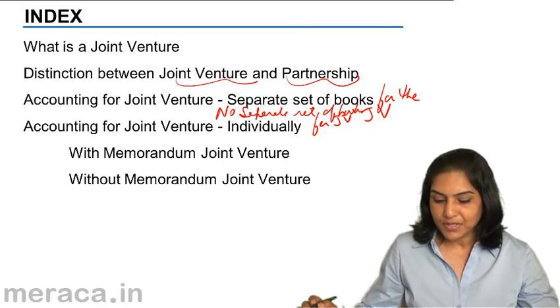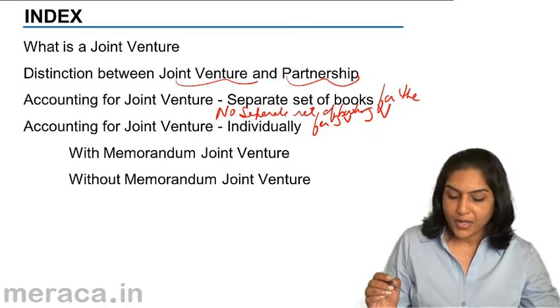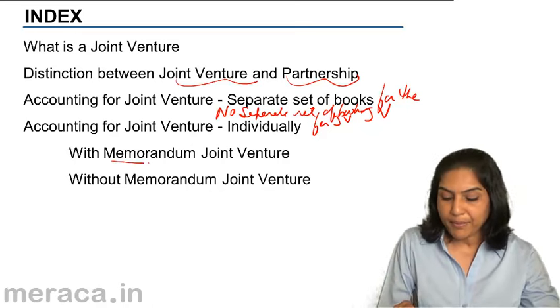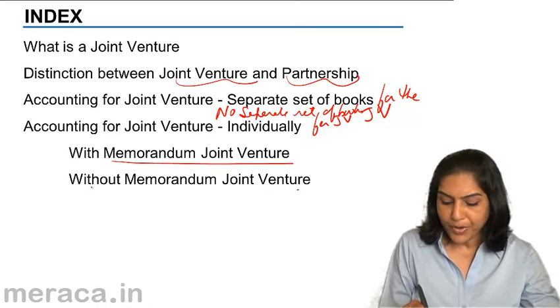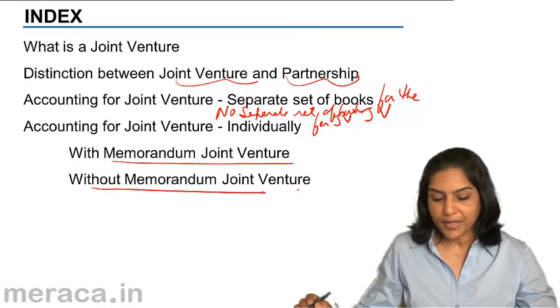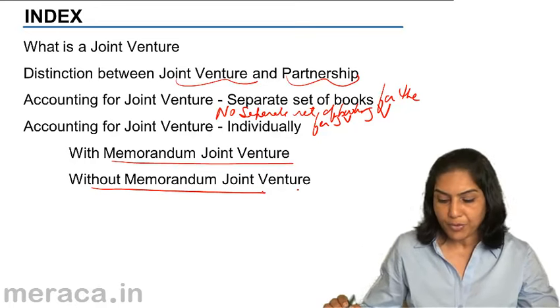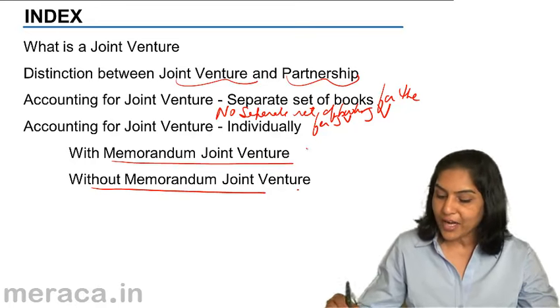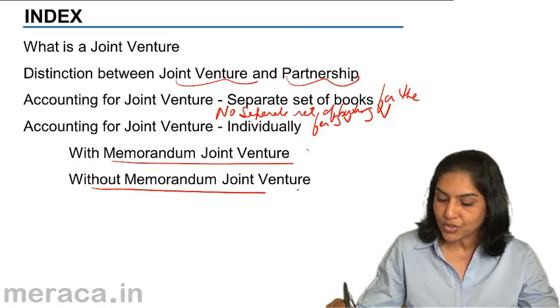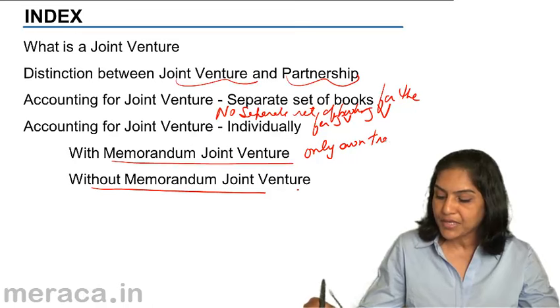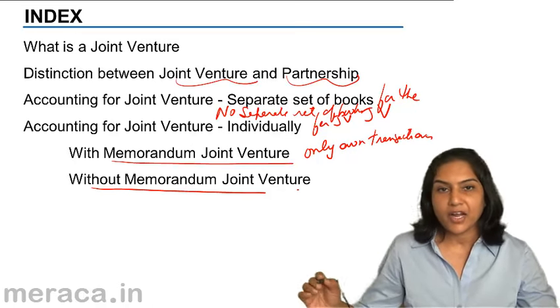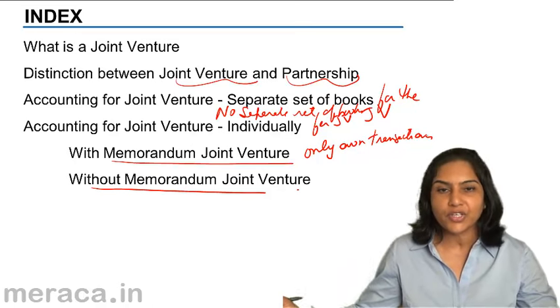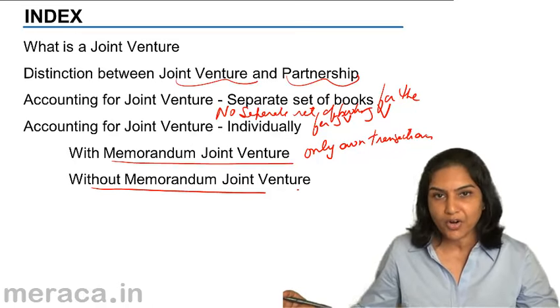there are two types. One where he prepares a memorandum joint venture account and one where no memorandum joint venture is prepared. When he does prepare a memorandum joint venture account, he records only his own transactions. That means if the co-venturer spends money, he records it. But if his other co-venturer spends money, he makes no record of it.